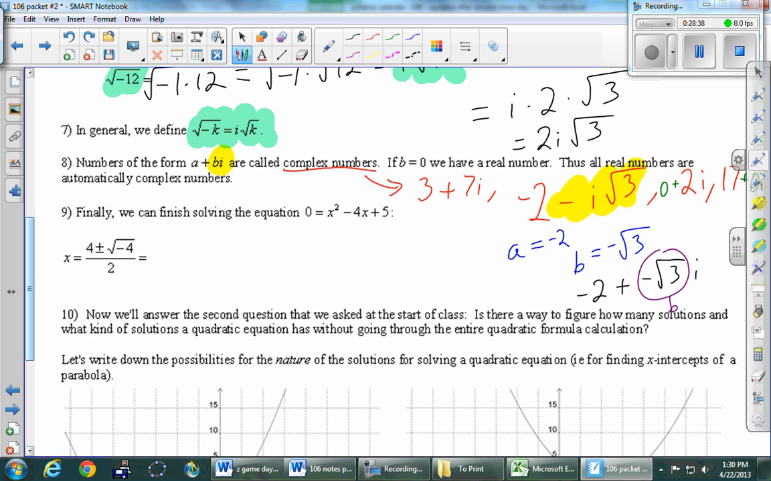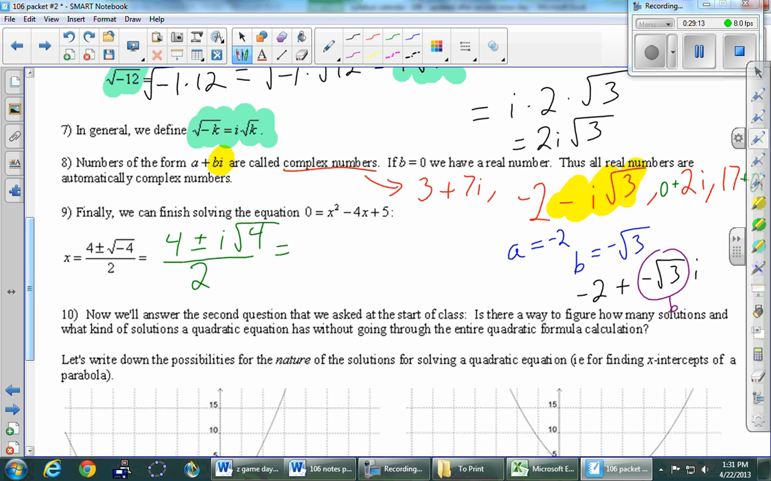What we should worry about is number 9. So we're going to finish solving the equation that we started with today. We were here before: 4 plus or minus the square root of negative 4, divided by 2. Now that we've seen this i business, we can deal with this. Let's just use the shortcut. If you see the square root of negative 4, what do you put in the front? i, and you make it the square root of positive 4. That's it. If you see a square root of a negative, put an i in the front and make it the square root of the positive.